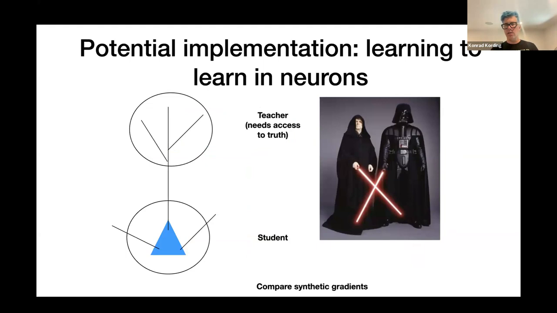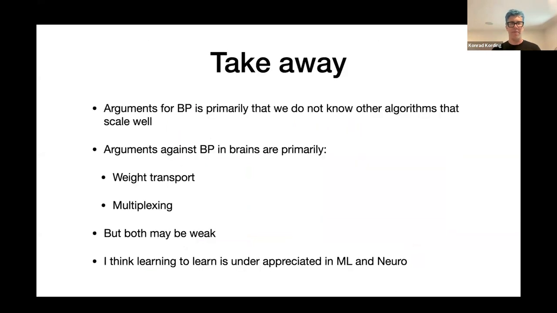Learning to learn in neurons. Now you could imagine part of the neuron does the learning and part of the neuron specializes in telling the other part of the neuron how to learn.